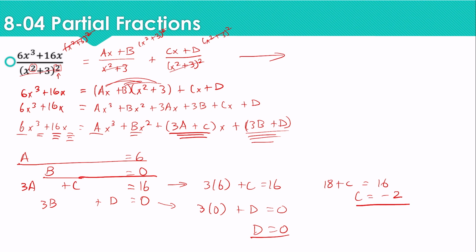So taking and writing our answer, it is ax plus b, which is 0, over the x squared plus 3, plus cx plus d, d was 0, over the x squared plus 3 squared.